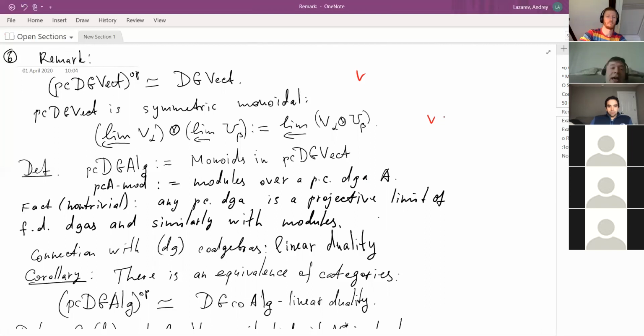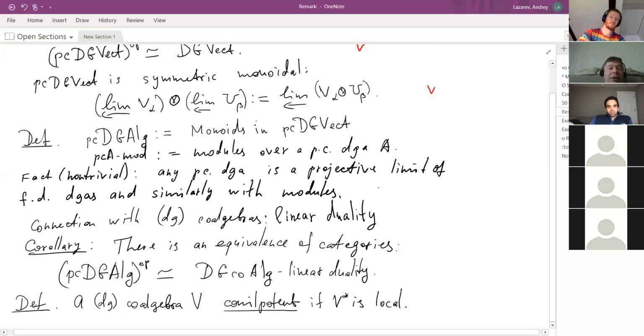Well, once we have a symmetric monoidal category, we can talk about monoids in this category. Monoids in this category will be called pseudo-compact differential graded algebras. And then once we have monoids, we can talk about their modules. So we can talk about pseudo-compact modules over pseudo-compact algebras.